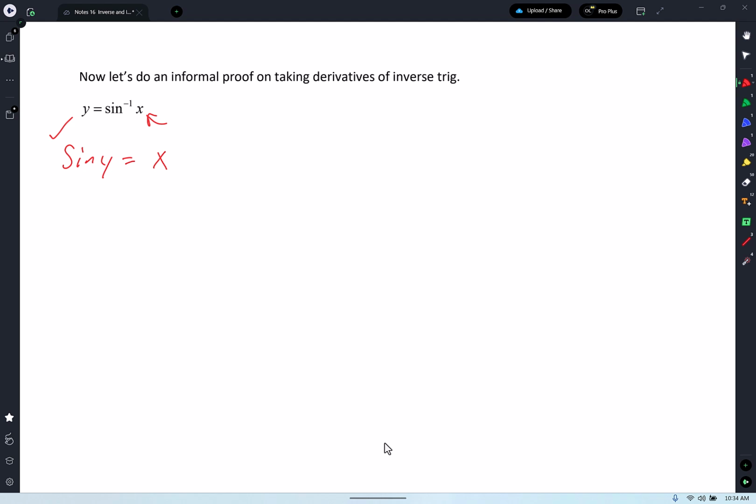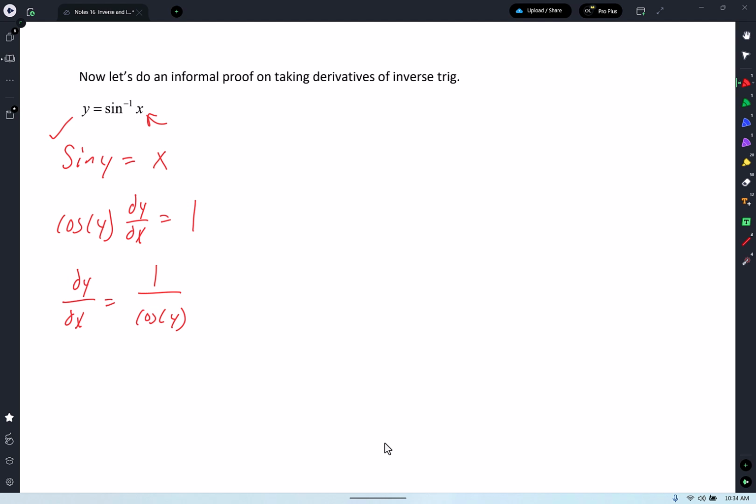I can take a derivative of this with respect to x, right? What's the derivative of sine? Cosine. I got to keep the y. And then chain rule. I didn't take the derivative with respect to y. I took it with respect to x. So what did I put right next to it? dy dx equals, what's the derivative of x? 1. I'm trying to solve for dy dx, so I'm going to divide. So dy dx equals 1 over cosine y.